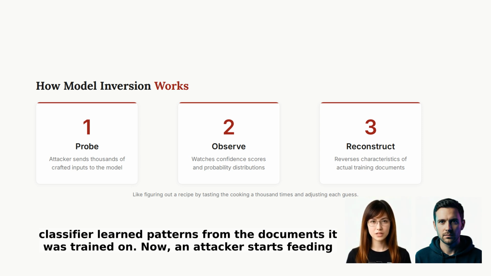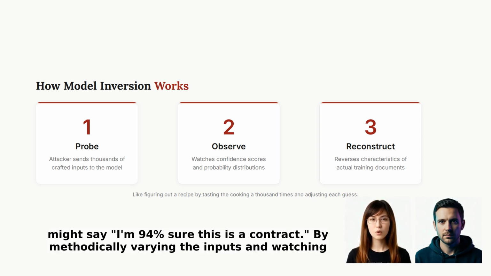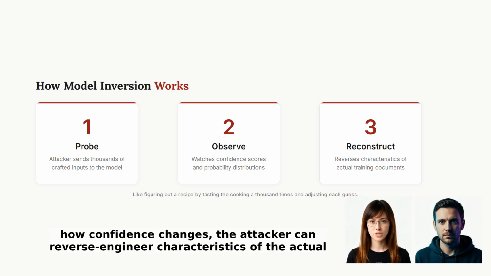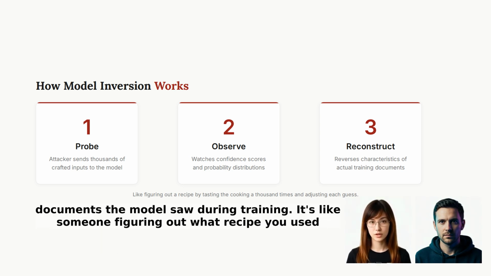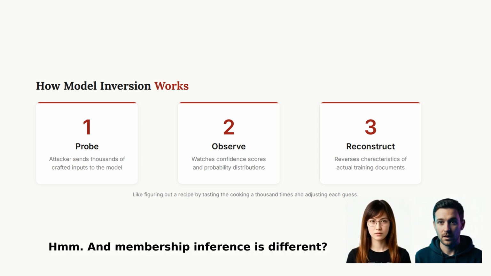Now, an attacker starts feeding it carefully crafted inputs, thousands of them, and watching the confidence scores. The model might say, I'm 94% sure this is a contract. By methodically varying the inputs and watching how confidence changes, the attacker can reverse engineer characteristics of the actual documents the model saw during training. It's like someone figuring out what recipe you used by tasting your cooking 1,000 times and adjusting their guess each time. Membership inference is different.